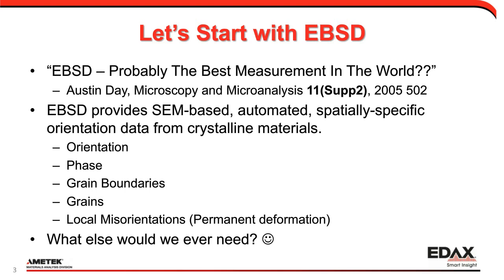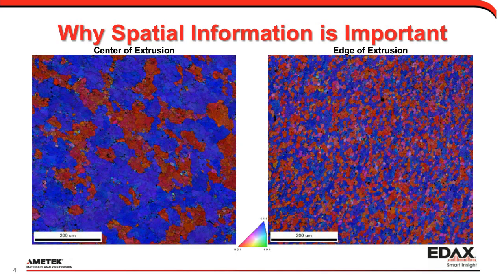The spatially specific part is important. If we think about what that means, it means we can make a map. We can see the data. A picture is worth 1,000 words. This is just an example from an aluminum extrusion where we see two different textures develop. These are orientation maps, so the colors correspond to orientations. And we can see the spatial distribution of the red and blue components are different between the center of this extrusion and the edge of the extrusion.